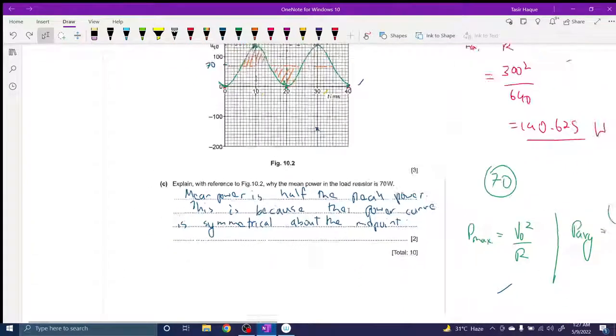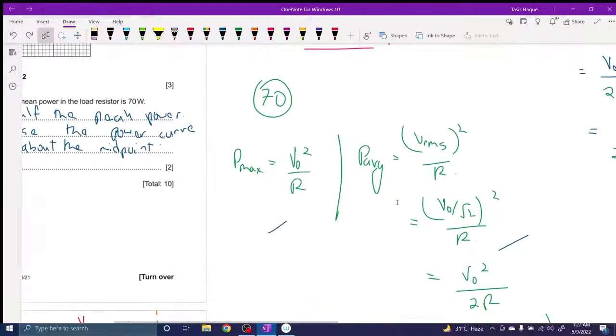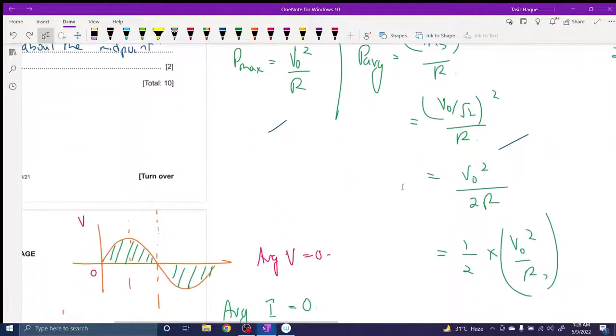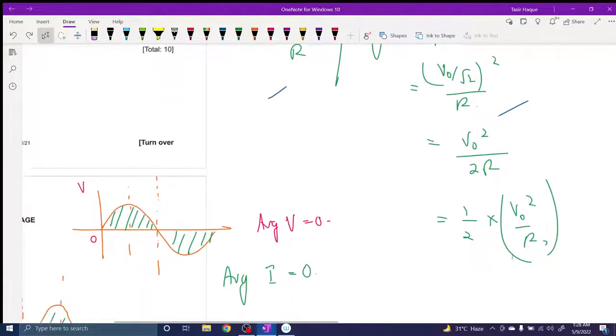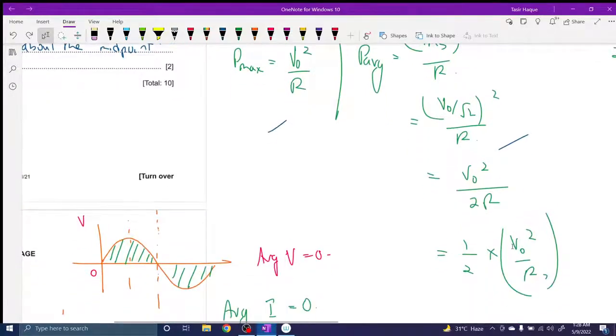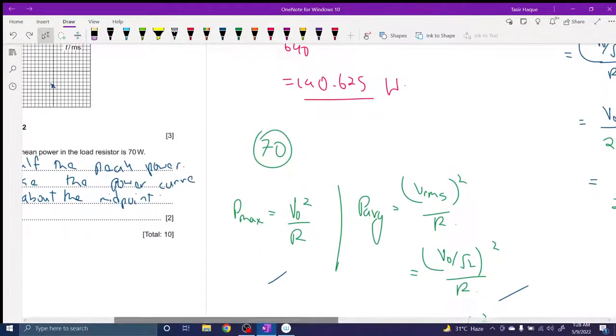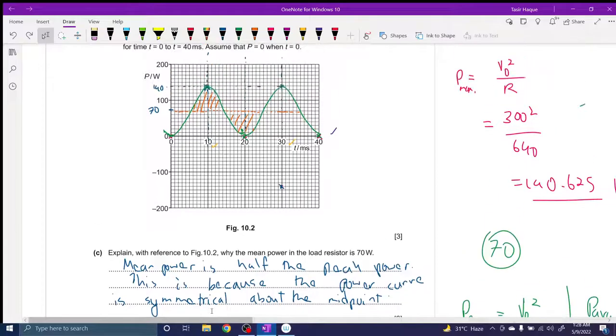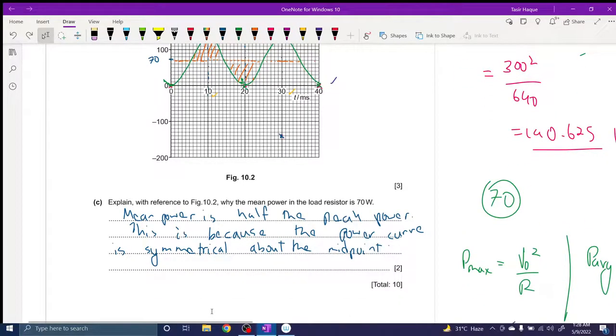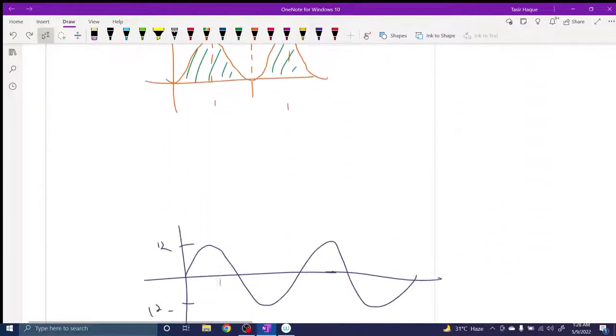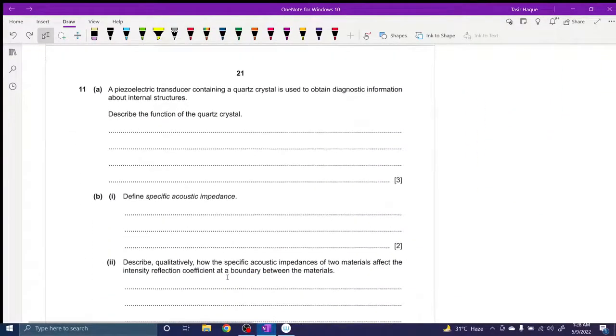There's another logic, by the way. If the maximum power is V naught square by R, what will the average power be? We're going to use VRMS whole square by R. VRMS is V naught by root 2. If you square that, you're going to get a value of half into V naught square by R, or basically half into maximum power. Always remember that average power will be half the maximum power, but you need to give this reasoning. This is because the power curve is symmetrical about the midpoint, okay? Difficult to answer. Okay, final questions now.